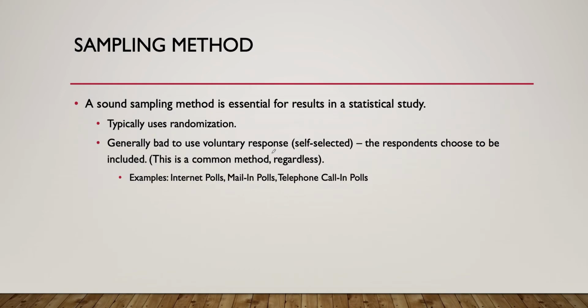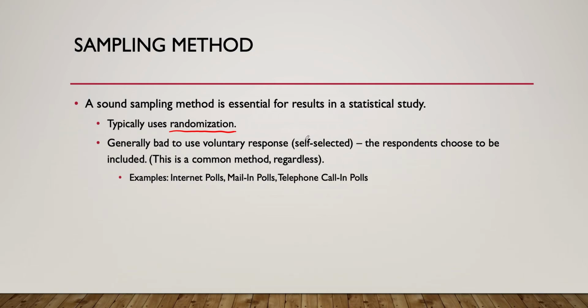The sampling method, this is where a sound sampling method is essential for the results in a statistical study. The best methods use some form of randomization, and we'll discuss what that means later on. It's generally bad, though, to use a voluntary response or self-selected sample. That's where the responders choose to be included, but despite that fact, it's still a very, very common form of a study, despite the fact that it is not exactly a good way to be conducting the data.